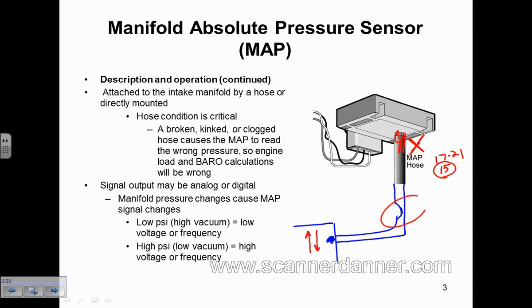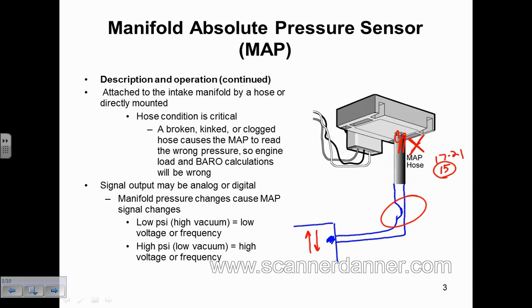Are you going to see a kinked vacuum hose to a map sensor? Probably not. What I'm describing to you only happened to me once in 20 years. But have I seen map sensors that are failing act like this? The answer is yes. So pay attention to them.